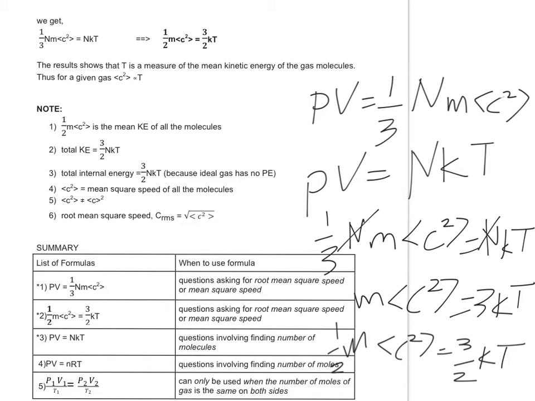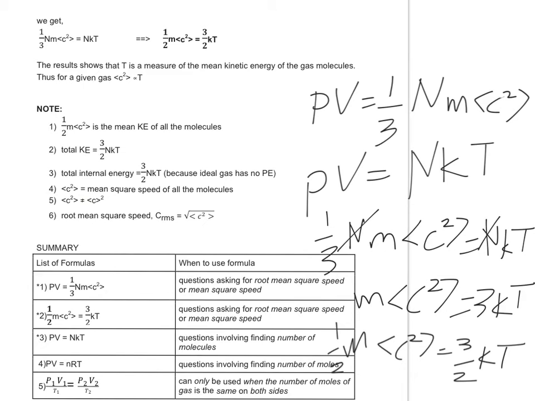The meaning of this term, bracket c squared, is called the mean square speed of all the molecules. And this symbol you cannot rewrite in this form, because this is called mean square speed, and this is called square of mean speed, and they are not the same thing. So don't confuse the two.